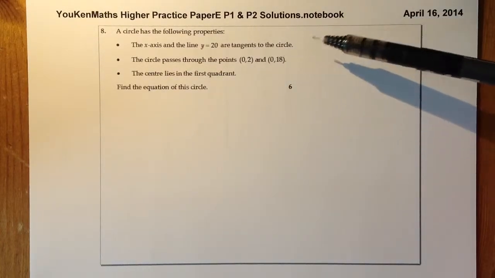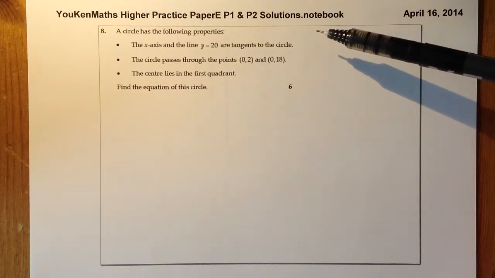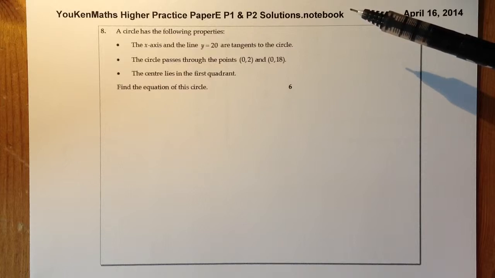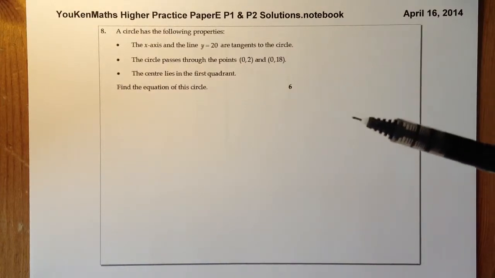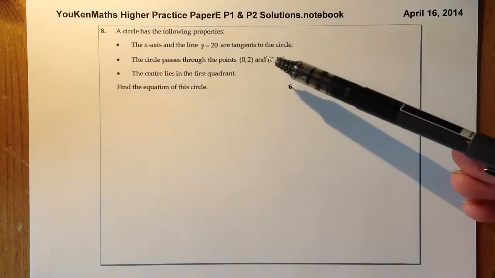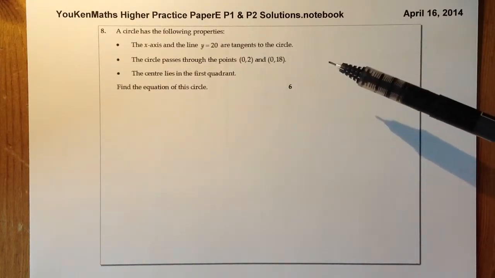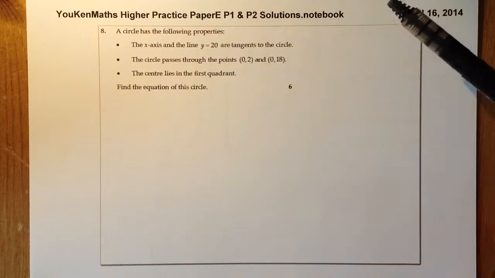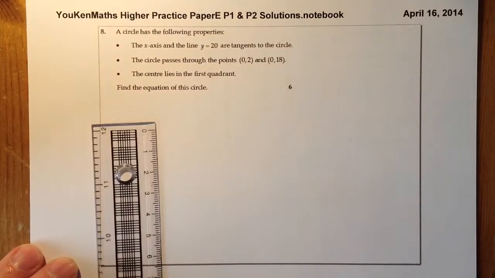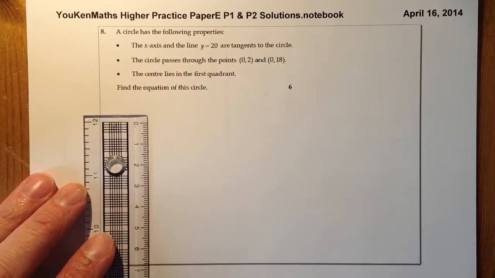The x-axis and the line y equals 20 are tangents to the circle. So I'd expect the circle to lie in between both of these lines. The circle passes through two points, (0, 2) and (0, 18), and the centre lies in the first quadrant. Let's draw this out, to see if it helps to get a picture of what we're trying to work out.